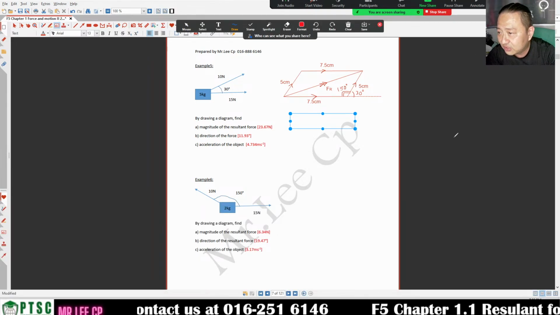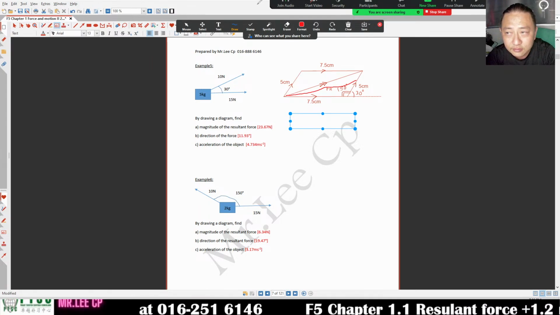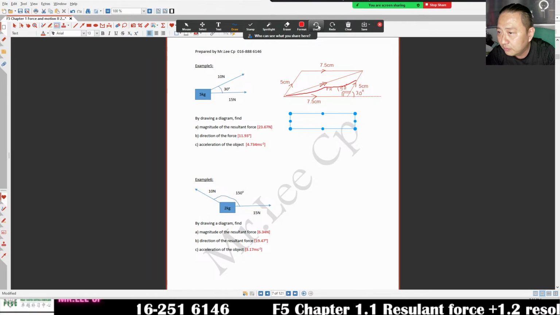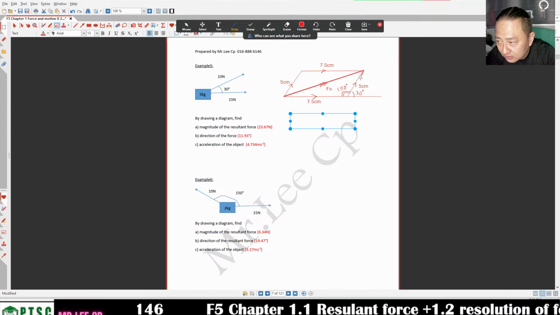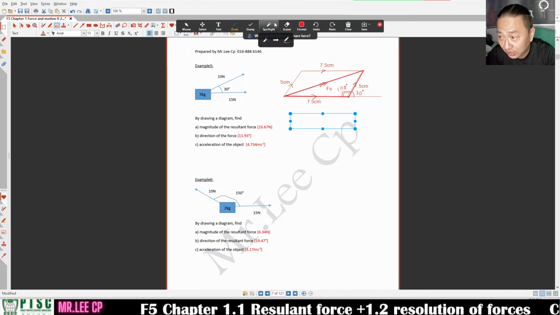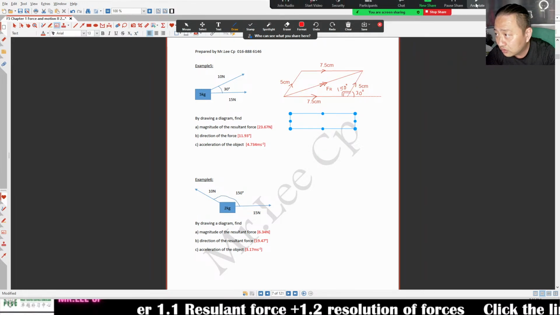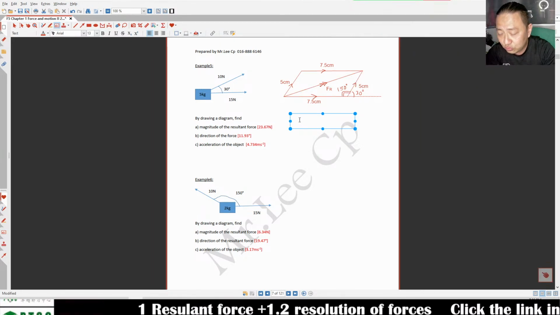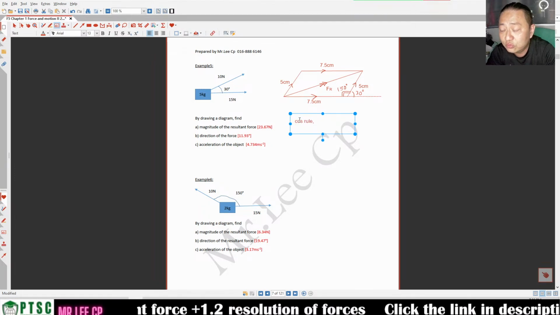Do you see a big triangle here? Sorry. Here. Do you see this triangle, this big triangle here? I'm going to take this triangle to calculate, right? This triangle, you use the cosine rule to calculate.